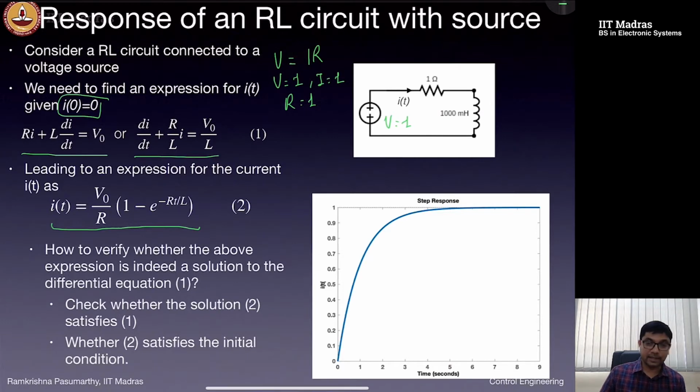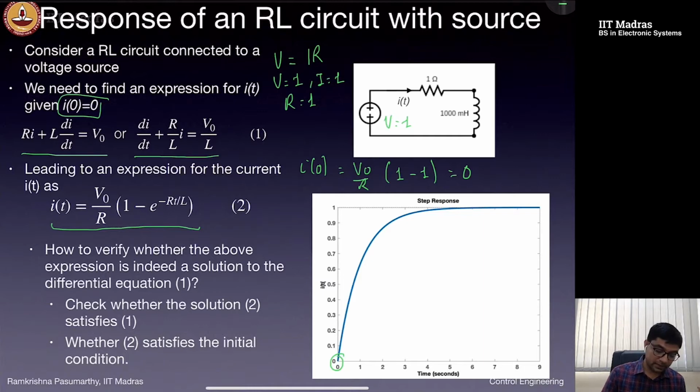Okay, again, does it satisfy the equation? We'll just look at the initial conditions, right? What happens to I at 0? I at 0 is V naught over R. Inside the bracket, I have 1 minus e power minus R t by L, so this will be 1 minus 1 when t equal to 0. So the initial condition is 0.